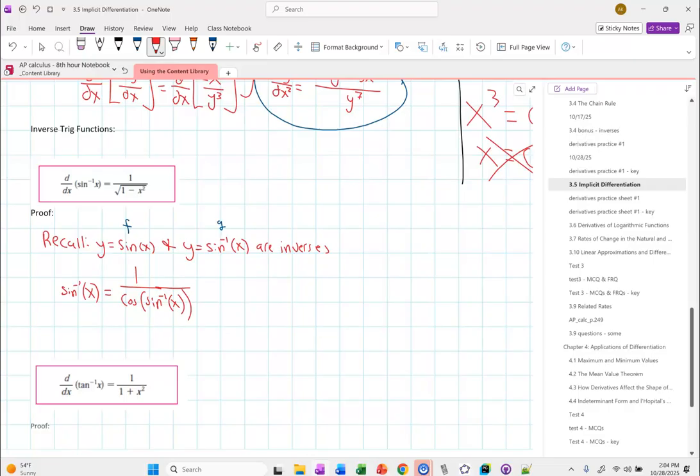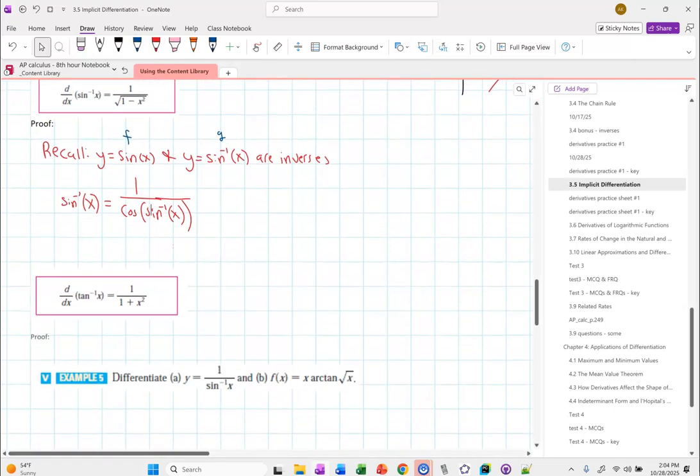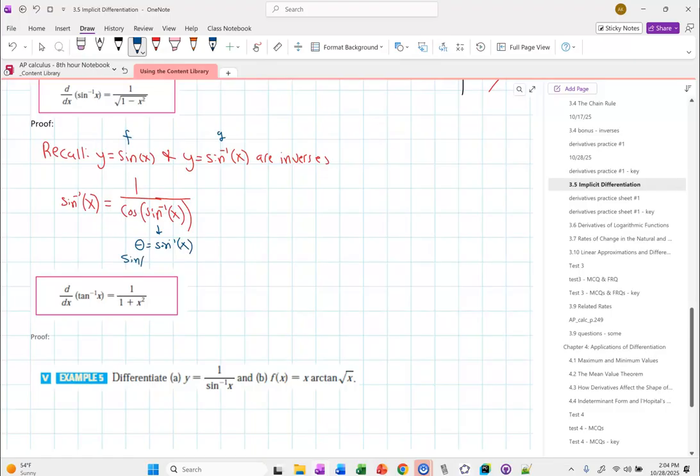Does this look like a problem you would have done in pre-calculus? Cosine of sine inverse x. Right? Do you remember how we do that? So we take the inside and say, okay, well, sine inverse of x is equal to some angle. And that's the same thing as saying sine theta is equal to x. And we remember that sine is opposite over hypotenuse. So we think about a right triangle.